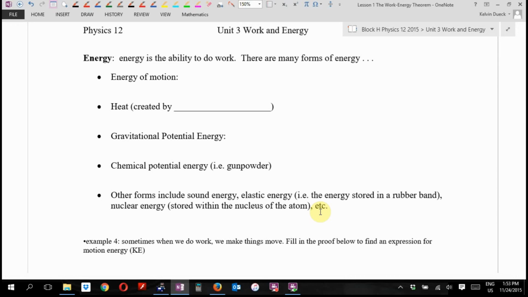Energy is the ability to do work. If an object has energy, it has the ability to exert a force over a distance. And there are many, many forms of energy. There's the energy of motion. Remember what we called a moving object and how much energy it had last year? Kinetic energy.